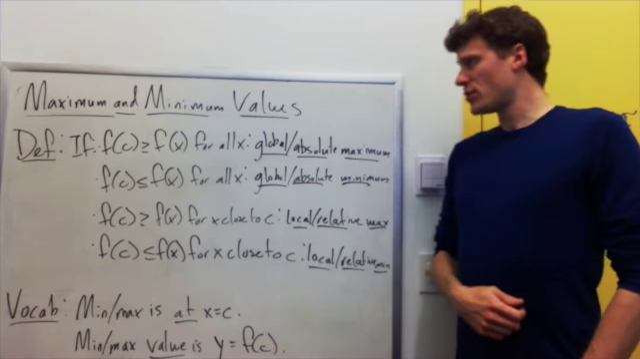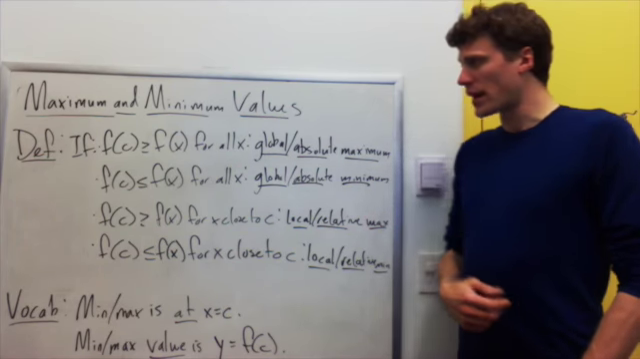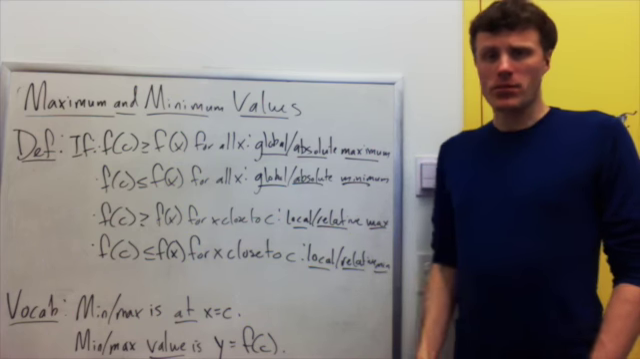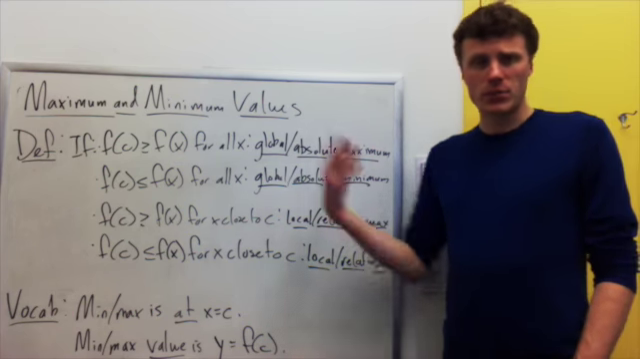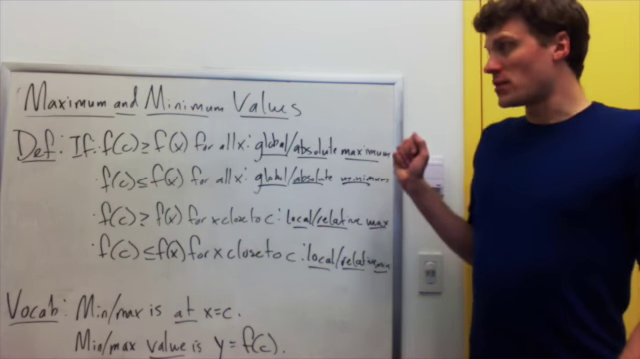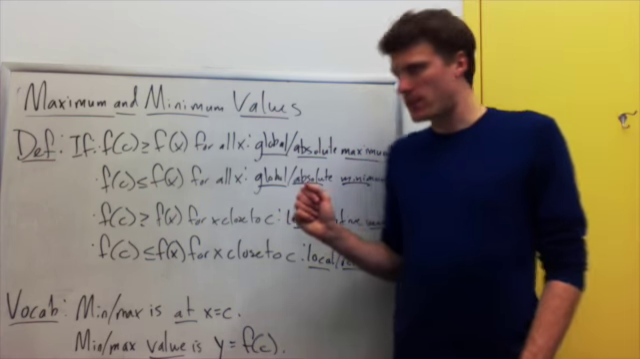Okay, so now we're on to section 4.1. We're going to be talking about how derivatives affect the shape of the graphs of functions and how we can apply these facts to a variety of problems. So first of all, we're going to be talking about maximum and minimum values.